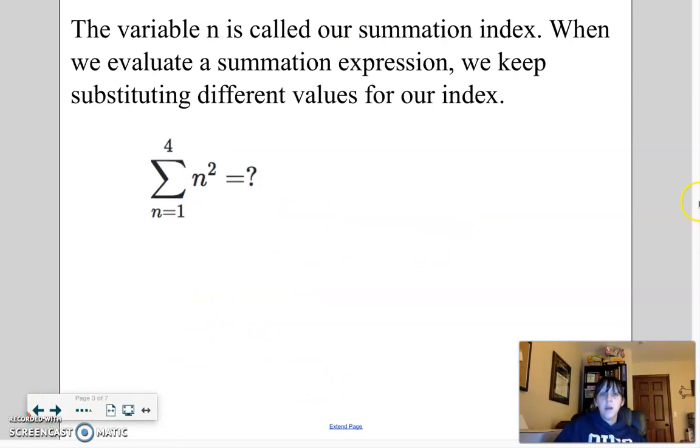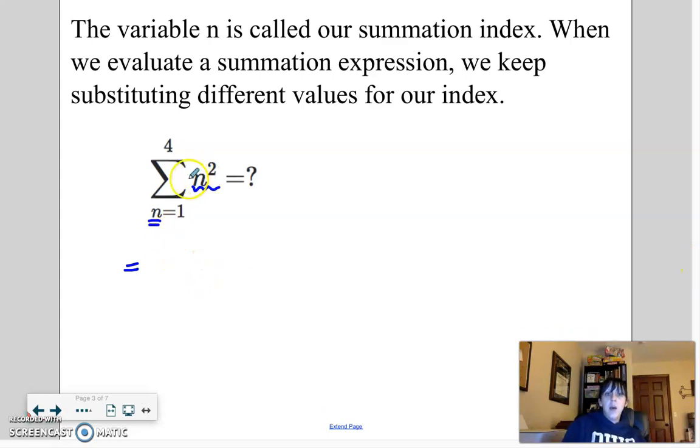Okay, another factoid about summation notation. The variable n, in this case it's n, is called our summation index. When we evaluate a summation expression, we keep substituting different values for our index. So we're taking 1 as our starting index value, and then it's 2, 3, and then stopping at 4. So we're going to do this example as well, and I'm going to do it the long way like I showed you before. And so this time, you'll notice our explicit formula does have a power, so it makes you think maybe it's geometric, but in fact it's not this time because the power is not changing. So it's not going to be a geometric sequence. It is a sequence, just not a geometric one.